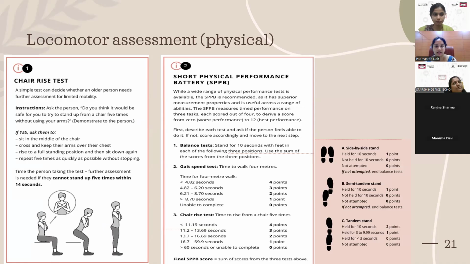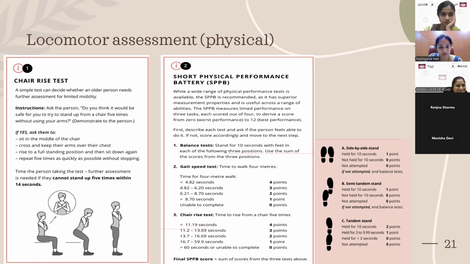Now, this is a slightly more in-depth test where we assess their balance, we assess their gait speed, and again, the chair rise test. So whatever time they've taken for the chair rise test comes into the short physical performance battery as well. If you look into the second box here, the third test says chair rise test, and we give them a score based on the time they've taken to complete the test.